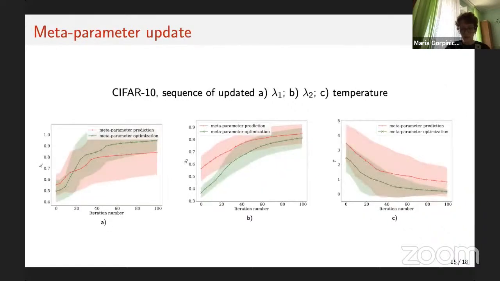Then a convolutional neural network with 3 convolutional layers and 2 fully connected layers was used as the composite model. These figures plot metaparameters that are updated on every iteration. We can see that the values of predicted metaparameters are close to the optimized ones.